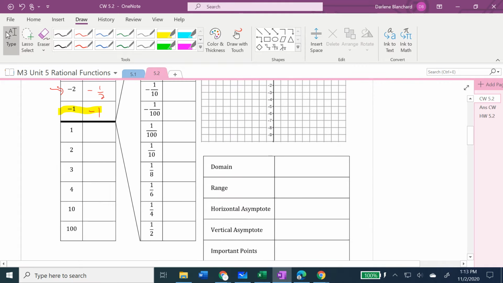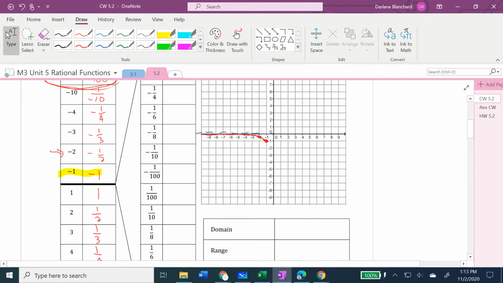Okay, then let's look at the positive versions of these. So 1 over 1, 1 over 2, 1 over 3, 1 over 4, 1 over 10, and 1 over 100. And let's plot those. So when x is 1, y is 1. Very important point. When x is 2, y is 1/2. When x is 3, y is 1/3. 4, we get a 4th, and then a 5th, a 6th, a 7th, an 8th, a 9th, a 10th.